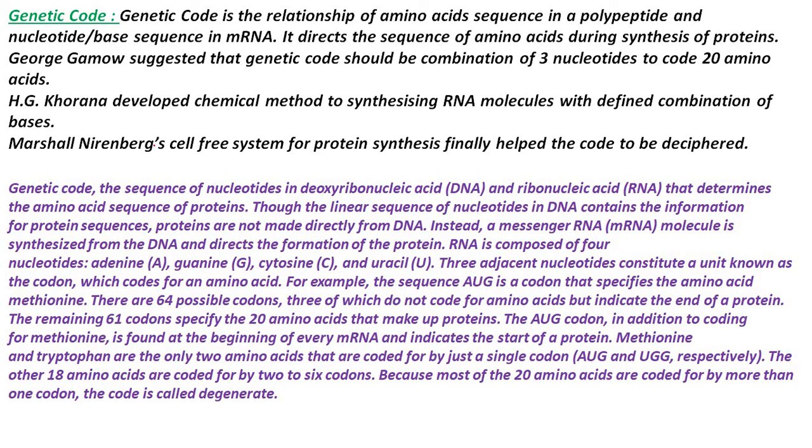So let's start. What is genetic code? Genetic code is the relationship of amino acid sequence in a polypeptide and nucleotide base sequence in mRNA or the antisense strand of the DNA. Crick in 1961 found that the deletion or addition of 3 consecutive nitrogen bases caused less disturbance than 1 or 2 bases in the DNA of the T4 bacteriophages.